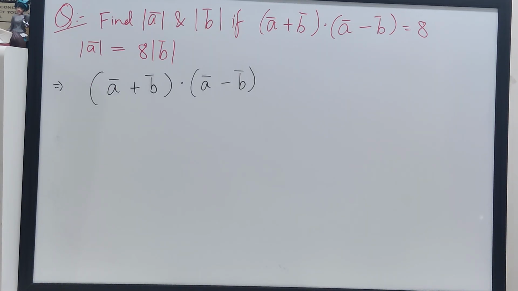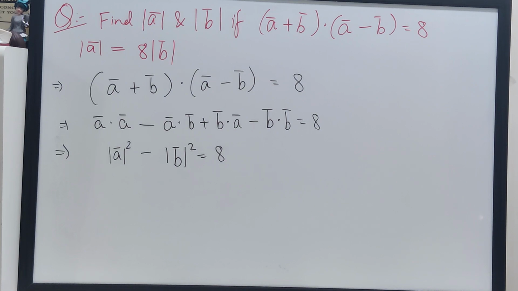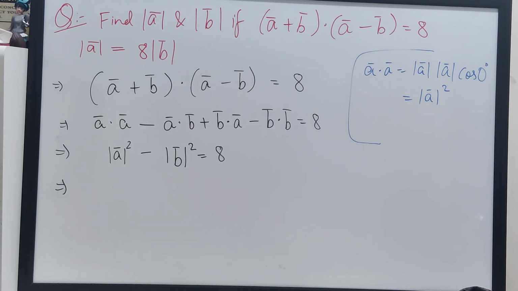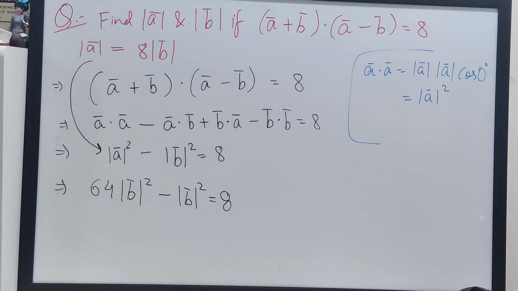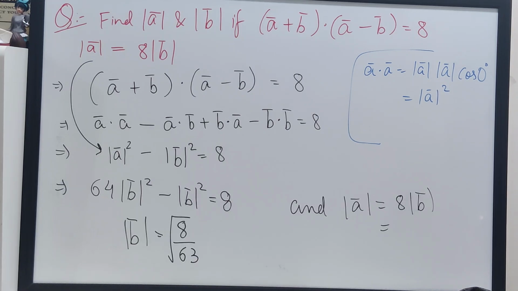Next question, find the magnitude of A and B if (A plus B) dot (A minus B) is 8 and |A| is 8 times |B|. So let's expand (A plus B) dot (A minus B). So it comes as, now put the value of A in A square, and then we have both A and B.